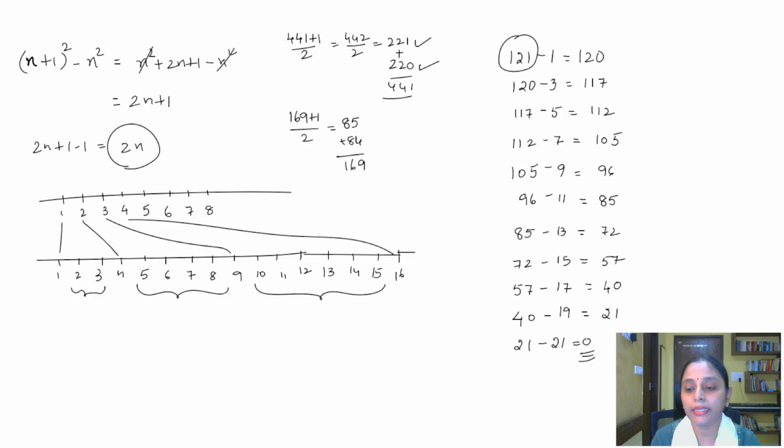And then 19 square. Okay, 19 square is 361, plus 1 by 2 is 362 by 2, which is nothing but 181. 181 plus 180 is clearly 361. So this is about the first try these questions.